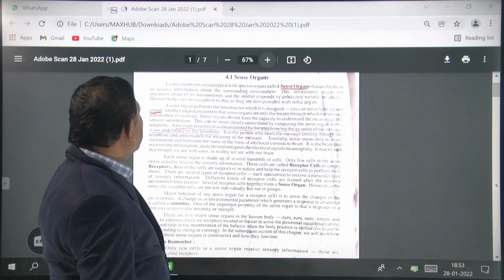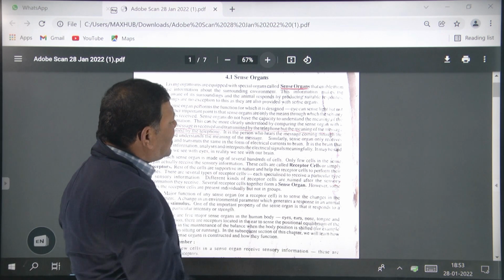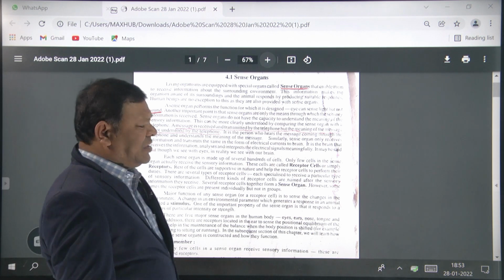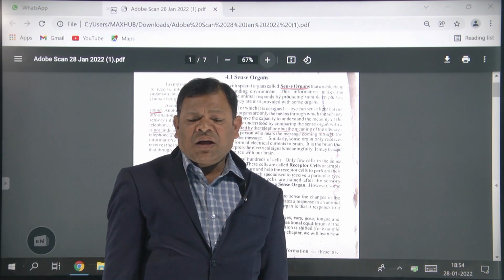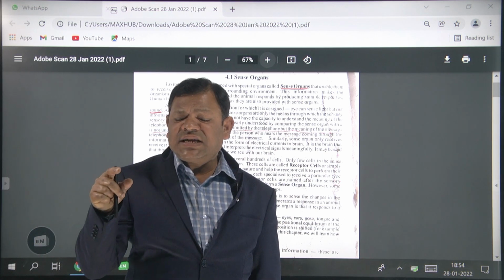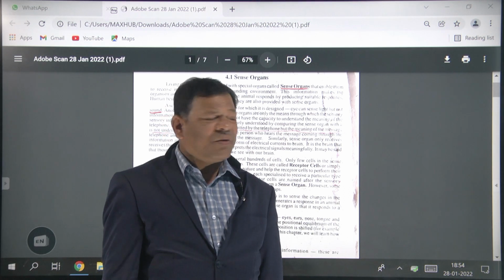Another important point is that sense organs are only the means through which sensory information is received. Sense organs do not have the capacity to understand the meaning of the sensory information. They only collect the sensory information; they cannot integrate it.